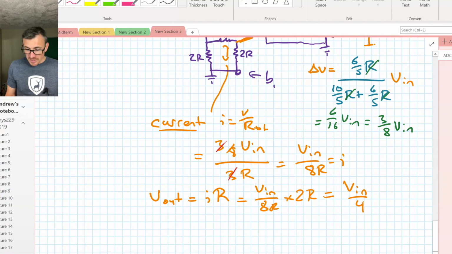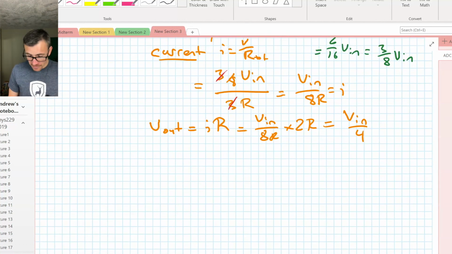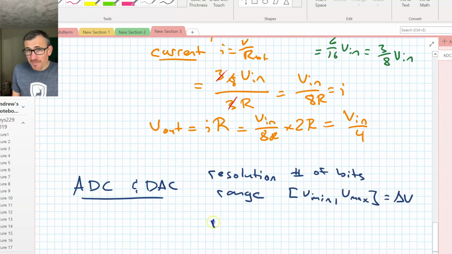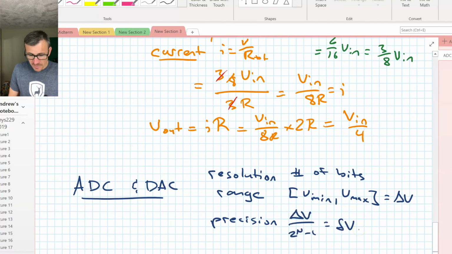So the key points here for both analog to digital and digital to analog are that we have resolution, which tells us our number of bits. We have a range that we need to worry about, and we have a precision, which relates the two. The more bits, the more precise you are. Okay, that's analog to digital and digital to analog conversion.